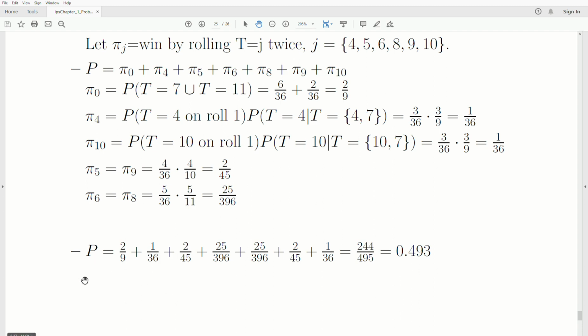So the probability of winning craps is the sum of those probabilities, which is 0.493, which is pretty close to 50%. And if you ever go to a casino, craps is one of the games that is most favorable for the player, because it's almost a 50-50 chance of winning. It's a slight advantage to the casino.